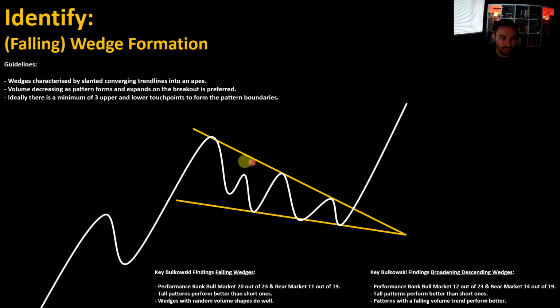Nice. Wedge formations. Wedges are characterized by slanted converging trend lines into an apex, with volume decreasing as the pattern forms, and volume expanding on the breakout is preferred. Ideally, there is a minimum of 3 upper and lower touch points to form the patterns. So, key Pesavento findings for a falling wedge: not overly great. Rank in a bull market 20 out of 23, in a bear market better at 11 out of 19. There are also broadening descending wedges, 12 out of 23 and 14 out of 19.